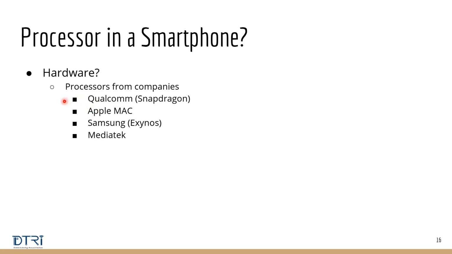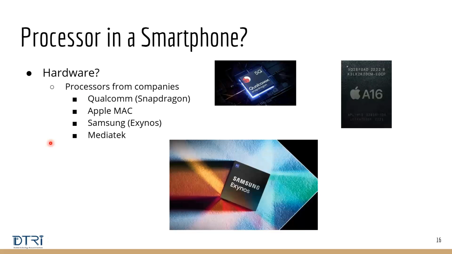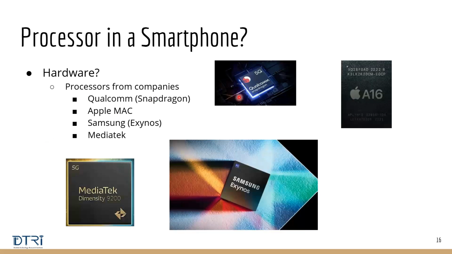Qualcomm is the major player in the world, and obviously Apple supplies processors only to Apple phones. Samsung, MediaTek, and Qualcomm power your Oppo, Vivo, and other phones. So it comes from either Qualcomm or MediaTek. So these are some of the company logos. So you can see how it looks. So if you have your Snapdragon, the image will be something like this, and this is an Apple processor. This is a Samsung Exynos, and MediaTek.